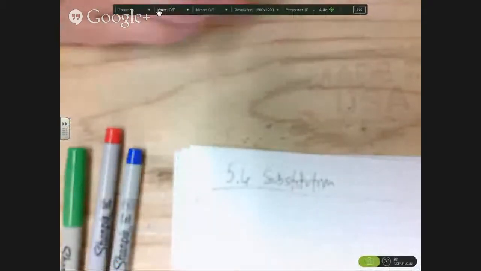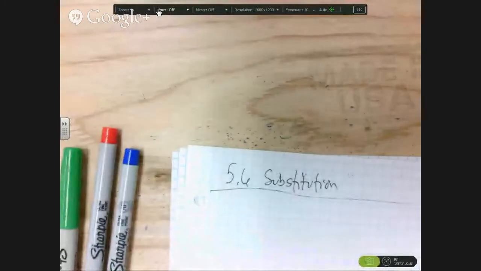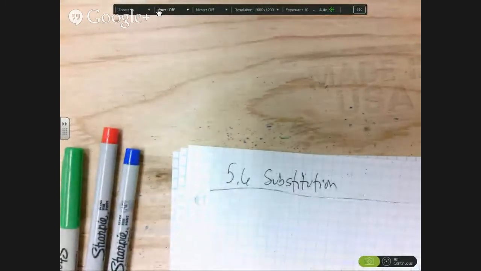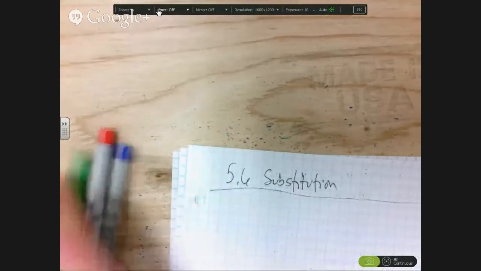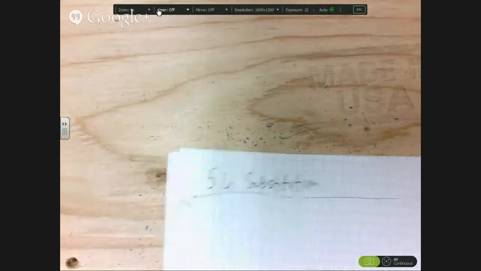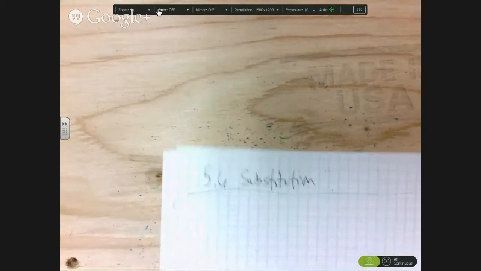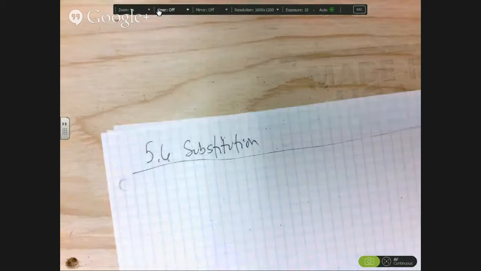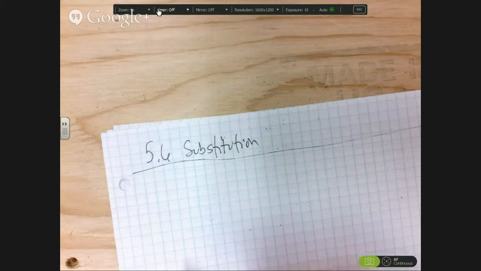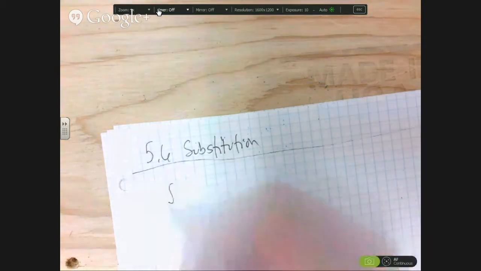Okay, here we are, gonna start venturing into 5.6 with substitution. It is, for what it's worth, the chain rule of integrals. So when I say use substitution, you'll know what it means. Sometimes you're gonna run into integrals that are kinda ugly.